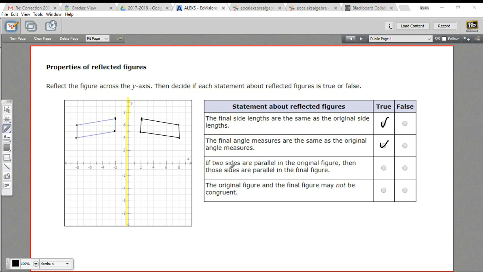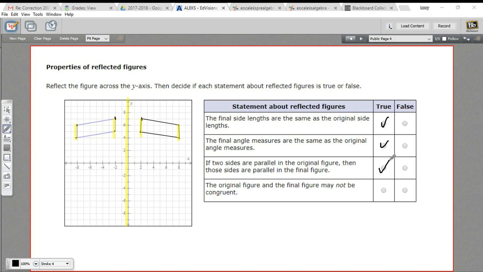And then the next one says, if 2 sides are parallel in the original figure, then those sides are parallel in the final figure. Well, let's see. Here's a side that's parallel to that side. So is this side parallel to that side? And yeah, it is. So that holds, and that just goes along with the fact that nothing about the shape is going to change.